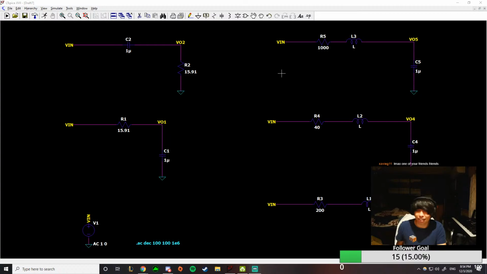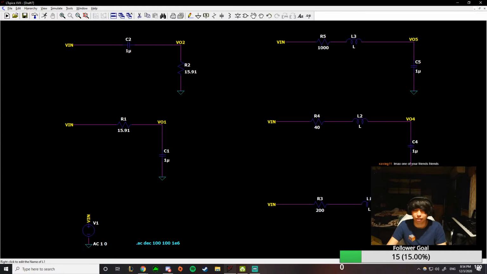Cool. All right. So what am I doing? I'm simulating. Forgot. Oh, I need to change my inductive values too. Where are they? Oh, 0.01.